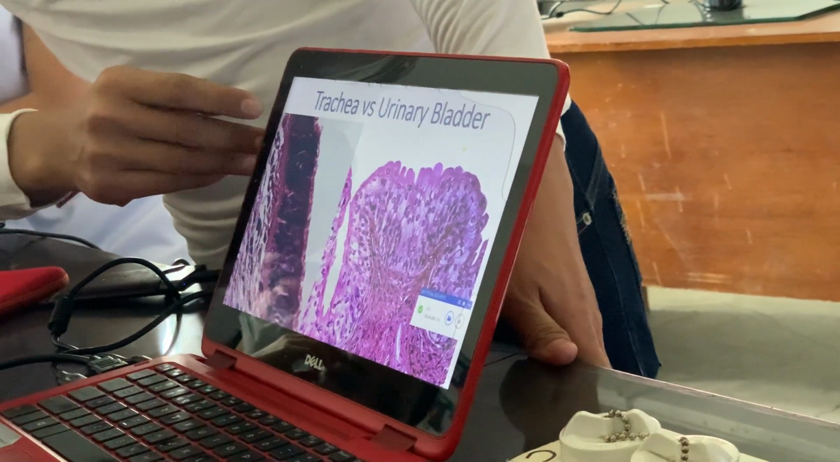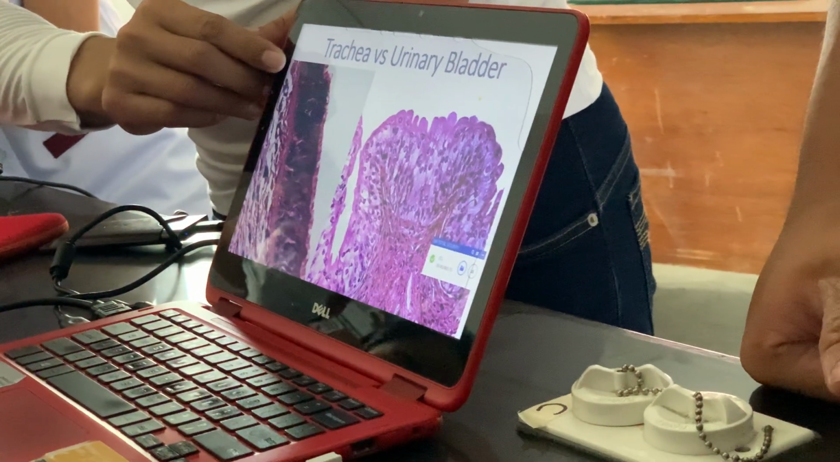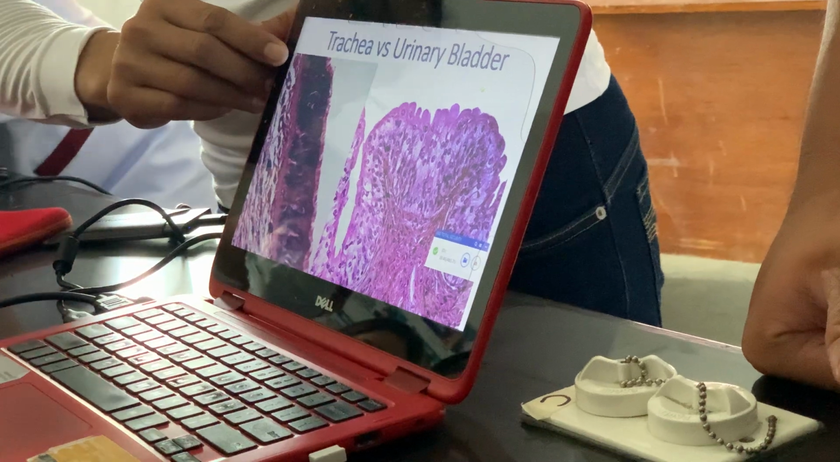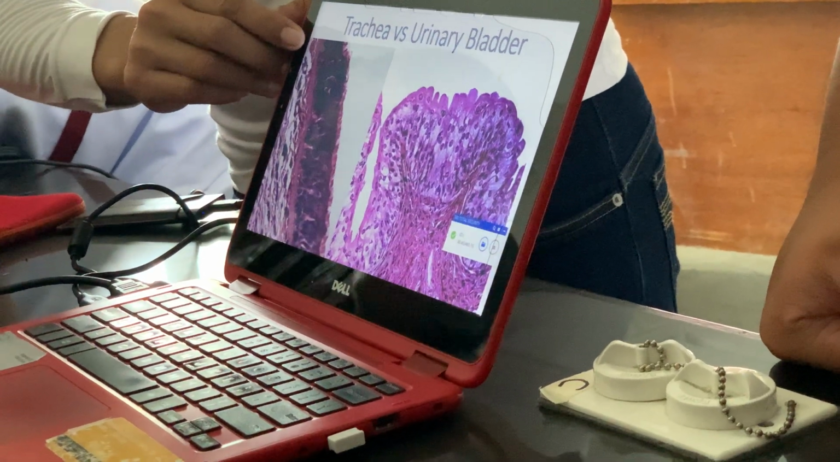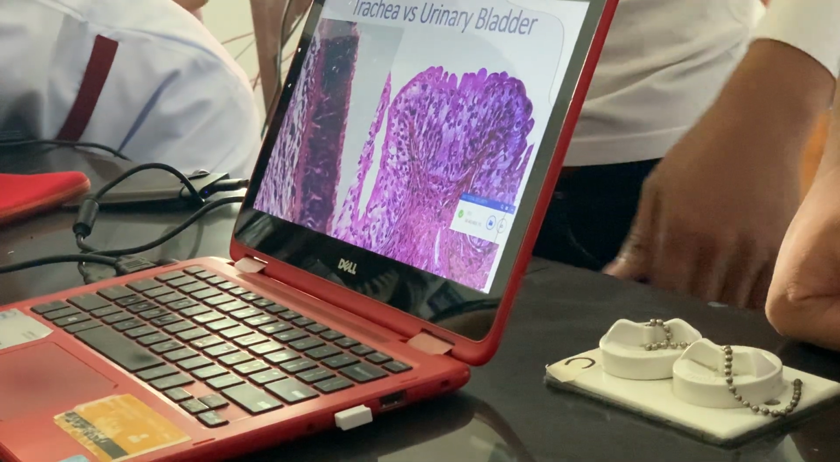This one is a vessel with red cells. At the pointer, what is the lining epithelium? Endothelium, red cell.